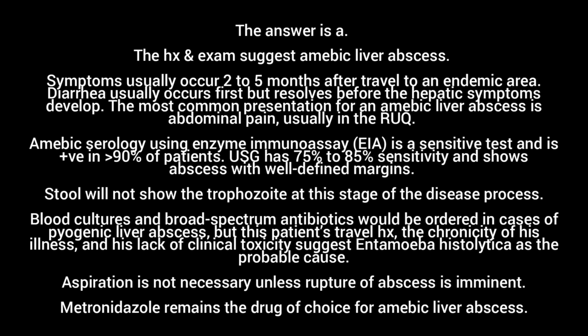Amebic serology using the enzyme immunoassay is a sensitive test and is positive in 90% of the patients. Ultrasound has 75 to 85% sensitivity and shows an abscess with well-defined margins. Stools will not show the trophozoite at this stage of the disease process, and blood cultures and broad-spectrum antibiotics would be ordered in cases of pyogenic liver abscess.